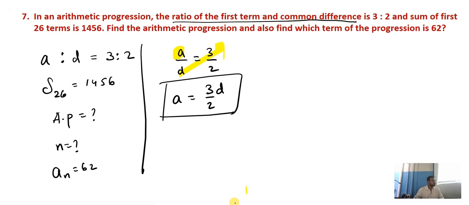Okay. Now S26. S26 is in the form of Sn. We know that Sn is equal to n by 2 into 2A plus n minus 1 into D.